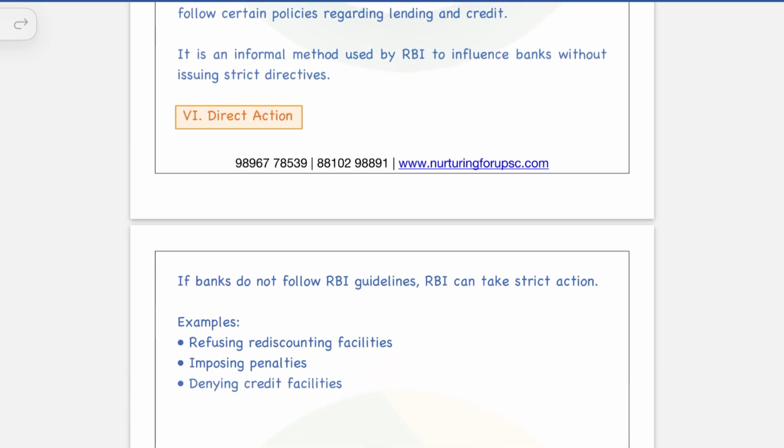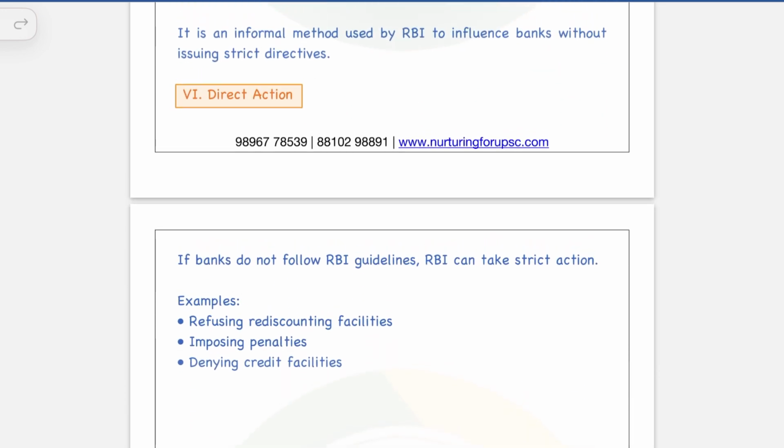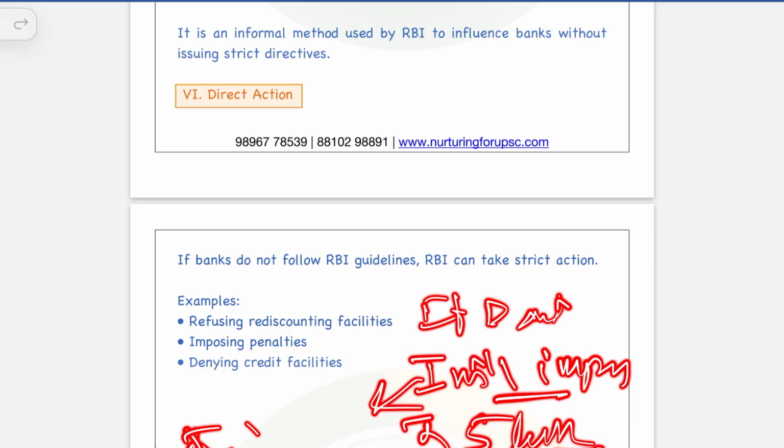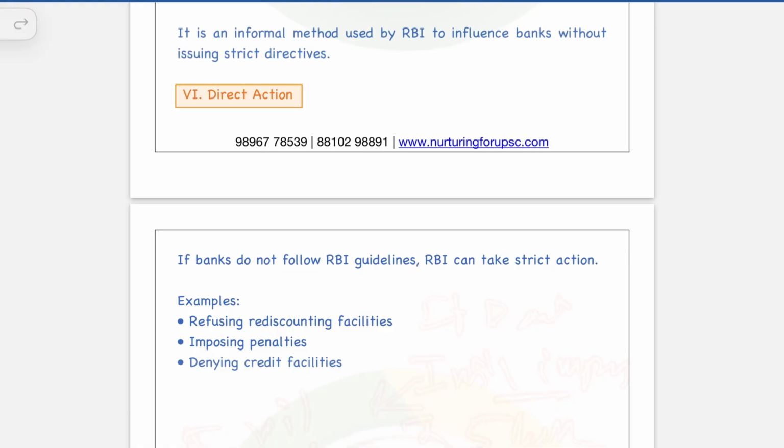Then there's direct action, में क्या है कि banks को guidelines नहीं देती, RBI strict action देता है. अब वो क्या बोलेगा कि if you don't do this then I will impose a penalty on you. I'll say like you will be penalized 5 lakh rupees. If you don't do it, I'll deny you the credit facilities. मैं तुम्हारे साथ में रेपो ही नहीं करूंगा, मैं तुम्हें डिस्काउंटिंग का पार्ट ही नहीं बनने दूंगा. तो फिर with all of this RBI controls the overall credit.